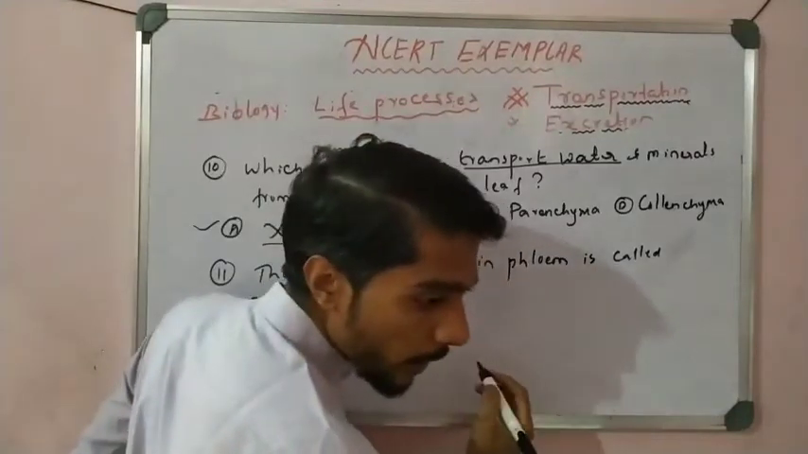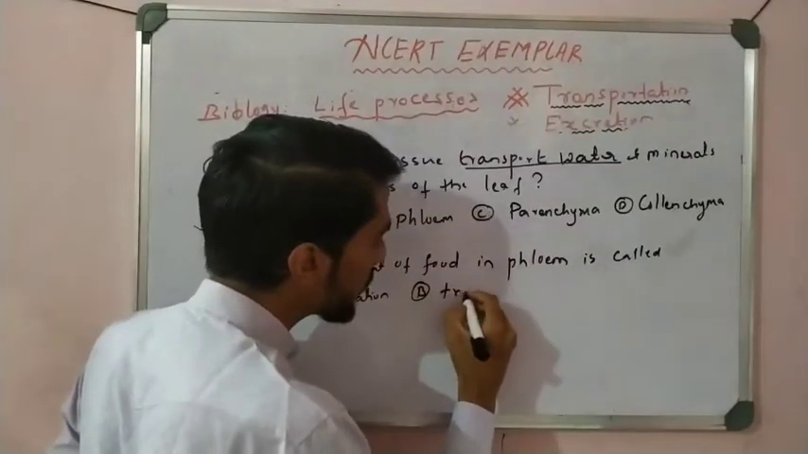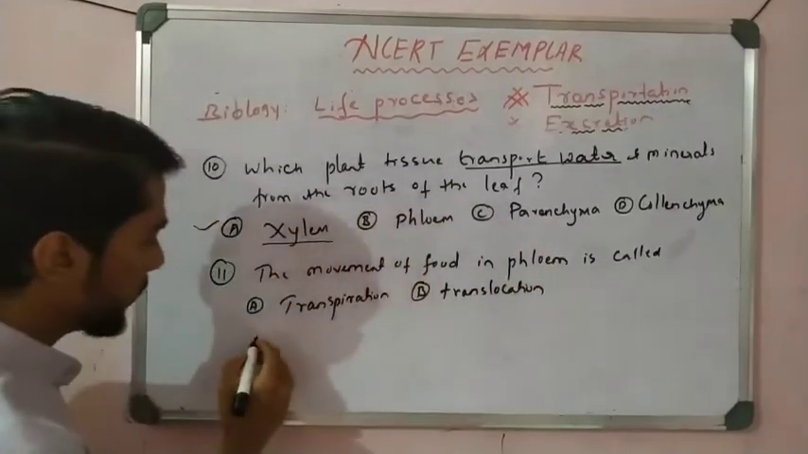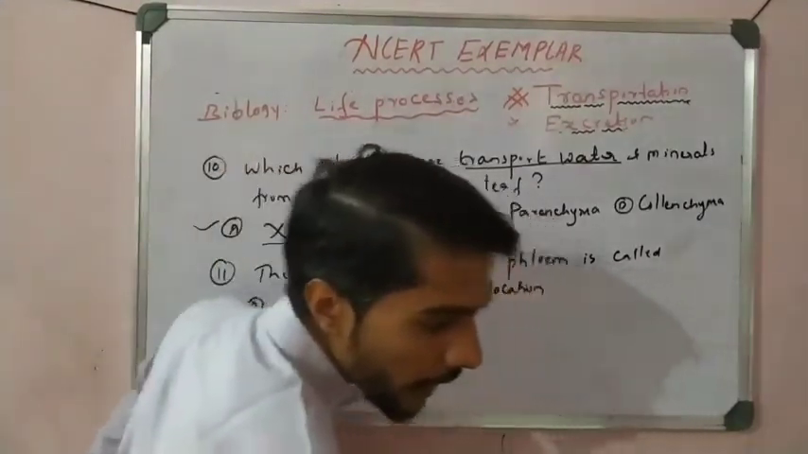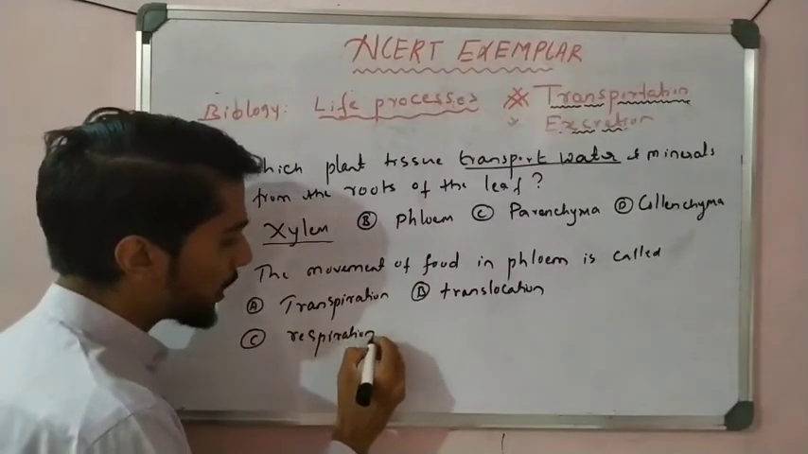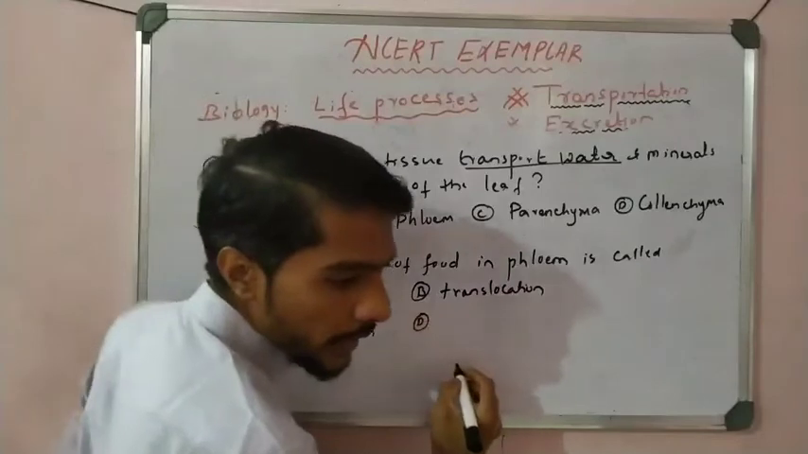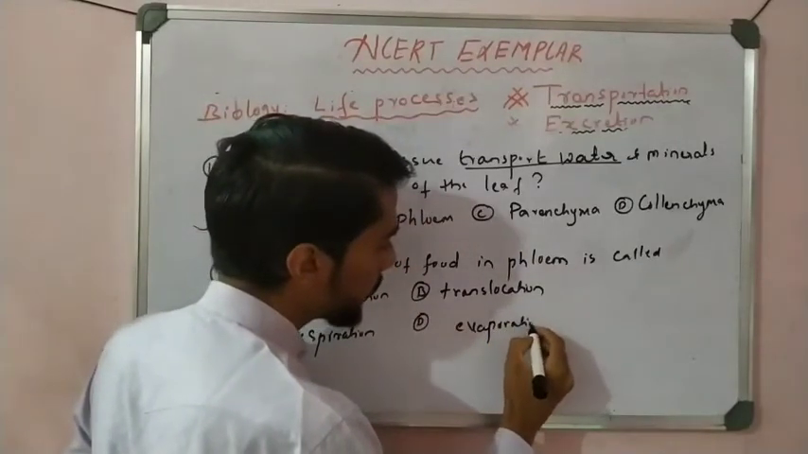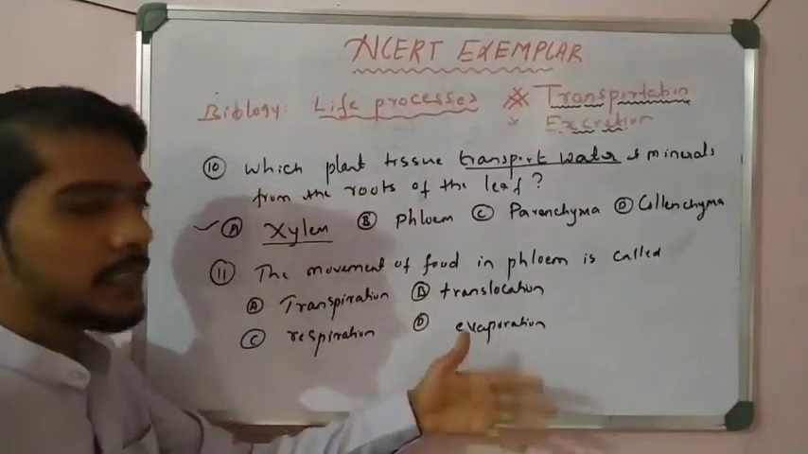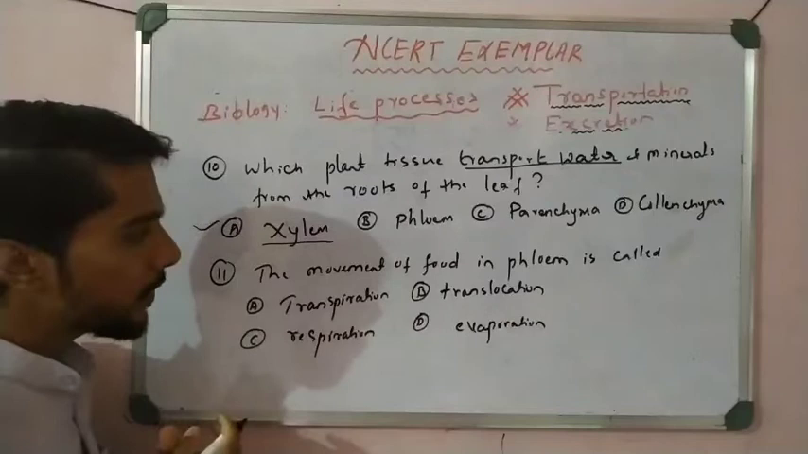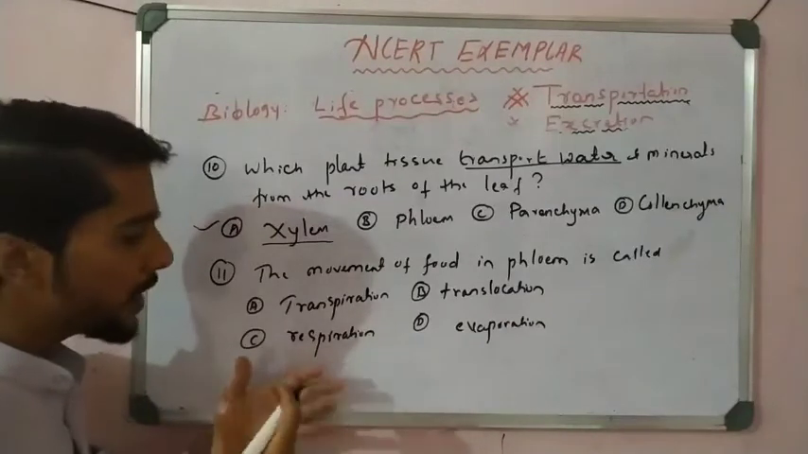Option B is translocation. And option C, respiration. Okay, respiration. Here then evaporation. Evaporation is a conversion of liquid to gases. Respiration is exchange of gases, the breakdown of oxygen and glucose, that is respiration.